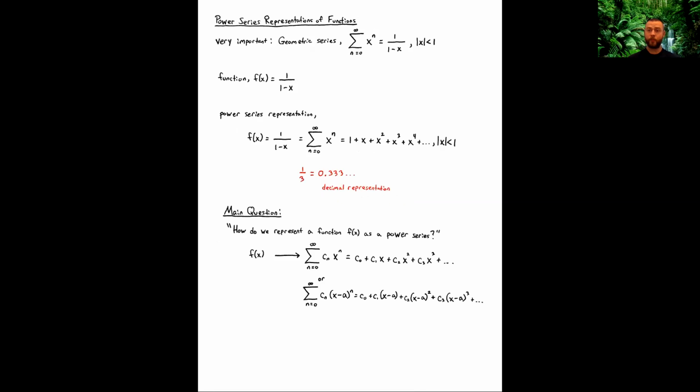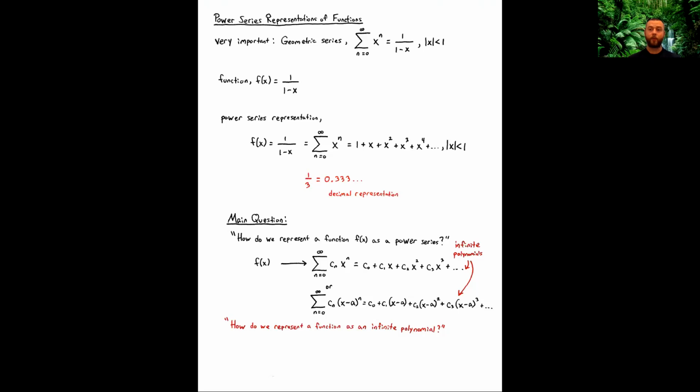All right, the main question we're going to be addressing throughout this lecture and pretty much the rest of the course is how do we represent any function, f of x, as a power series? In other words, given a function, f of x, how do we express it as either of these basic power series: the version containing powers of x, centered at 0, with general term c sub n times x to the n, or there might be certain times where we have to represent it as a power series in powers of x minus a, when it's centered at some non-zero value.